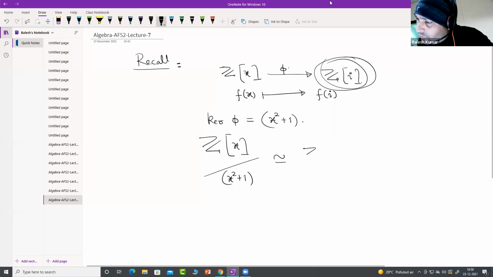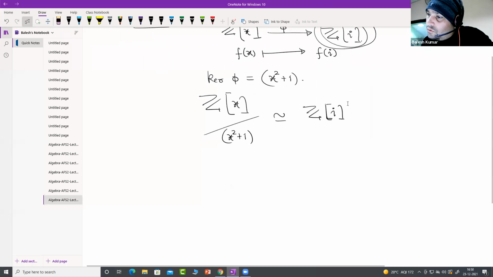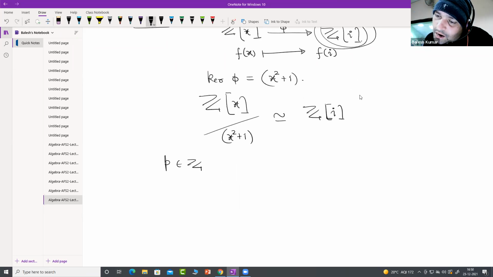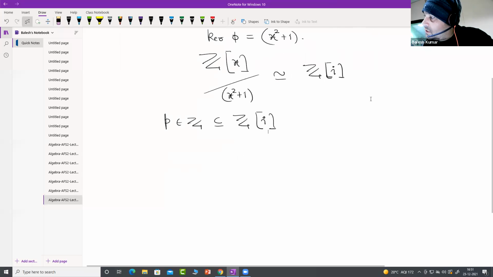This is isomorphic to the polynomial ring of Gaussian integers Z[i]. Now let's try to take a prime integer inside Z[i]. So if we take p belonging to Z, and of course Z is a subset of this ring of Gaussian integers, we will look at the ideal generated by this prime p inside Z[i].